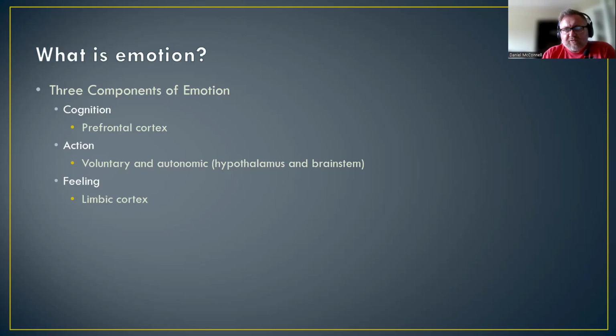So that feeling side, of course, is at the bottom of the list here. The limbic system generally is associated with this. So when we look at the structures of the limbic system, the cingulate gyrus, the amygdala, the hypothalamus, these areas play an important role in generating what we call the affect, right? The feeling states associated with the emotion.